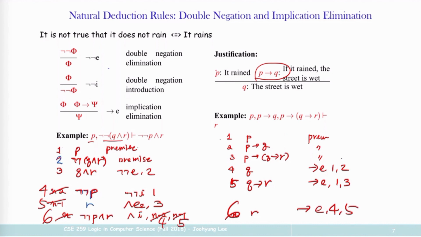This is the proof. Let me go through the whole thing from the beginning to the end and take some questions. What we established: we know P is true, P implies Q is true, and P implies Q implies R is true. If you look at the first two, we can say Q is true. If you look at 1 and 3, we can derive Q implies R is true. Now if you look at 4 and 5, then you can derive R. So you're done. Okay, question.